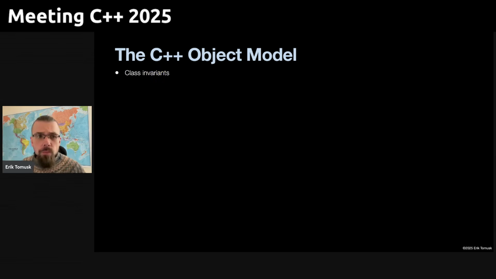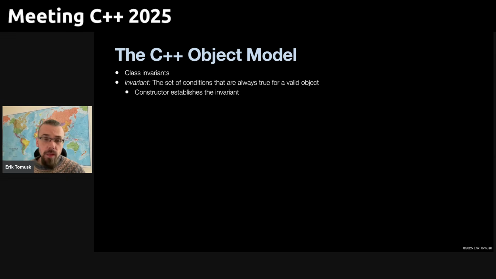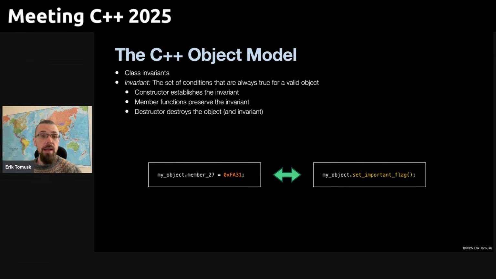So next up, I want to take this a step further and look at class invariance in C++. An invariant is a set of conditions that is guaranteed to always be true for valid objects. The way C++ goes about this is that the class constructor establishes the invariant, the member functions of an object preserve the invariant, and then the destructor destroys the object and its invariant. And I've got an example of this on the slide here.